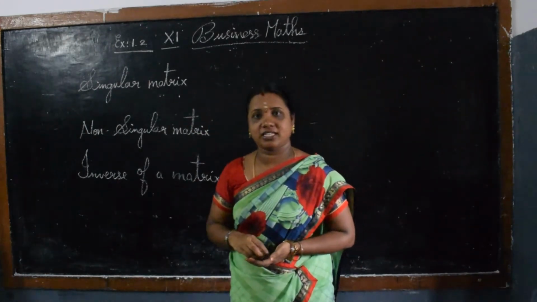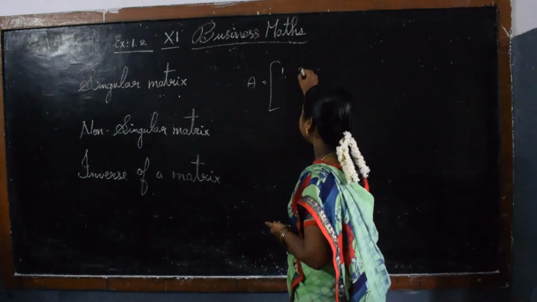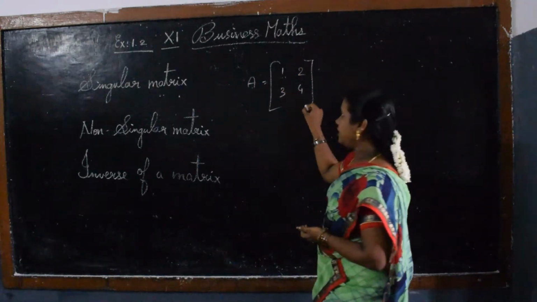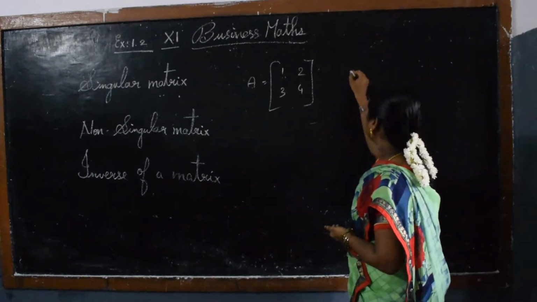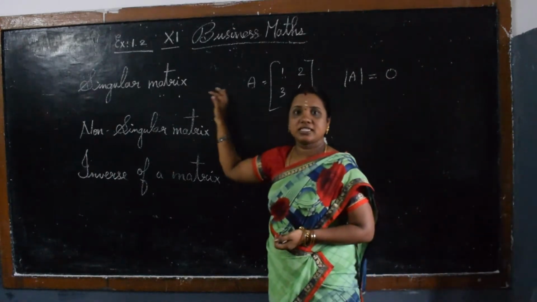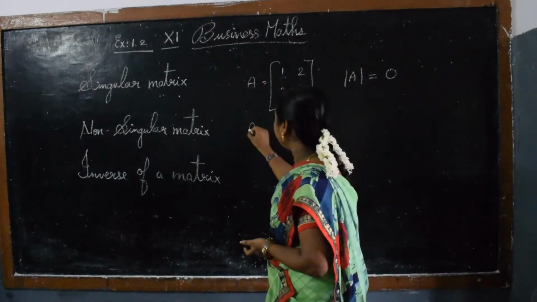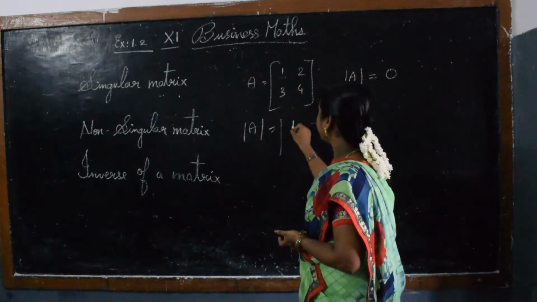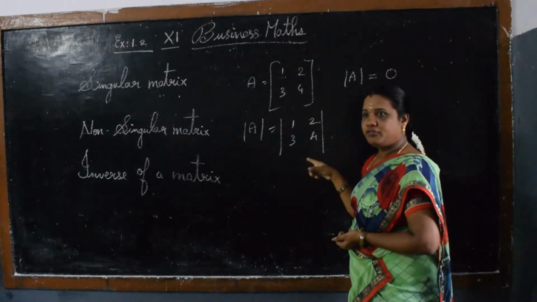What is meant by a singular matrix? Suppose A is the given matrix, any matrix you can take. If its determinant value is equal to 0, then it is said to be a singular matrix. That means you have to find the determinant value. What is the value of this determinant of A? Change this matrix into determinant form. Now you find the value for this.